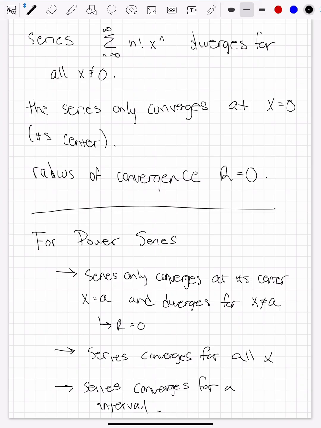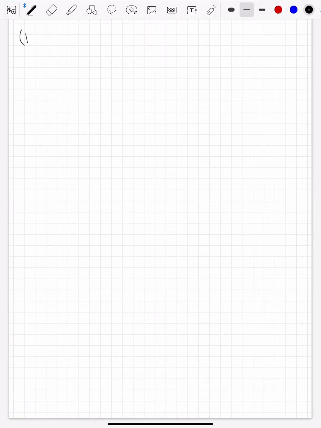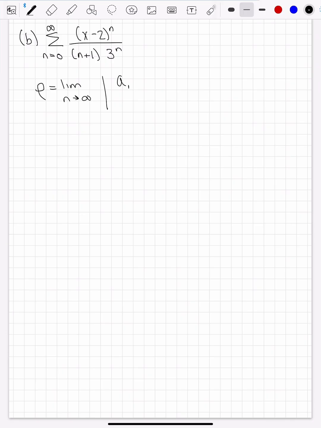Okay, so let's do one more example. So B, we're doing the sum from 0 to infinity of (x minus 2) to the n all over (n plus 1) times 3 to the n. We need to check convergence. Again, these have exponentials, so I'm going to use the handy dandy ratio test.